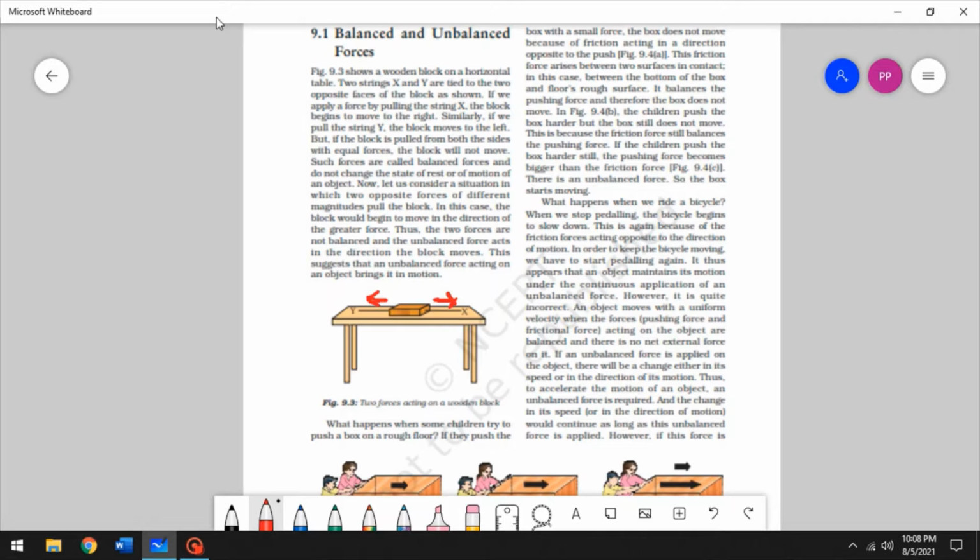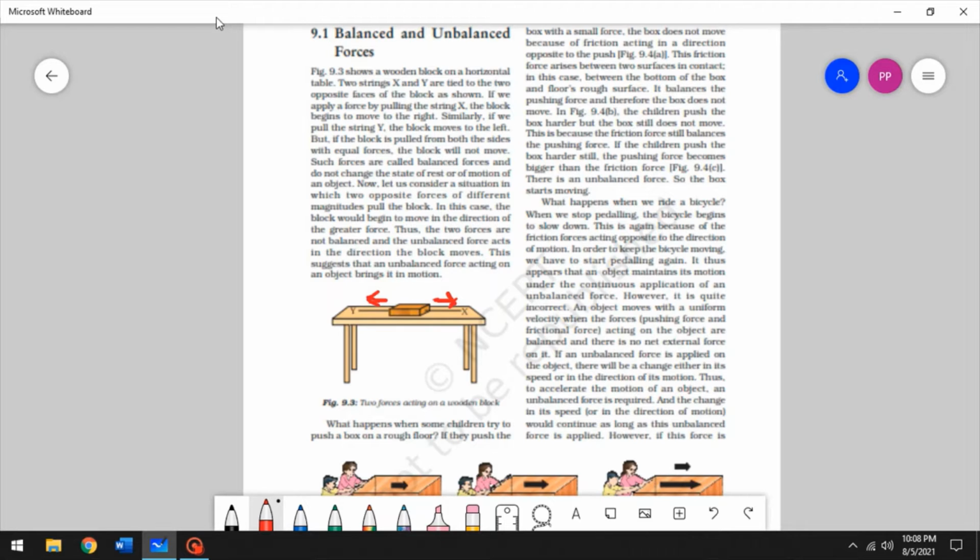Alright, so now that we talked about balanced forces, what do you think unbalanced forces are? Alright, so unbalanced forces are just the opposite of balanced forces. So if balanced forces were equal forces that were applied in opposite directions that caused no change in the state of rest or of motion in an object, what is the definition of unbalanced forces? Alright, I want you to think about it.